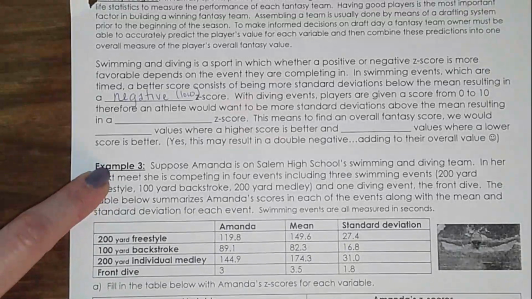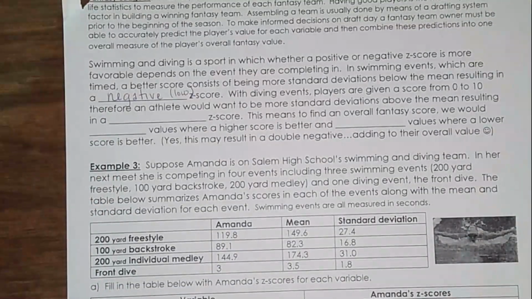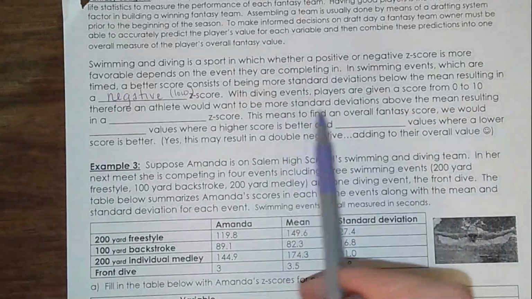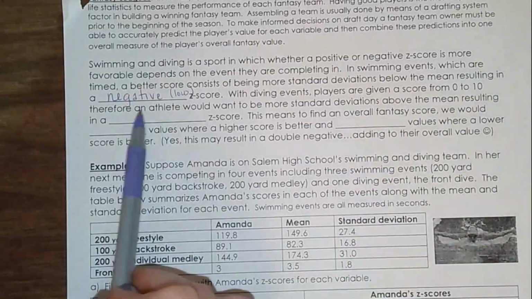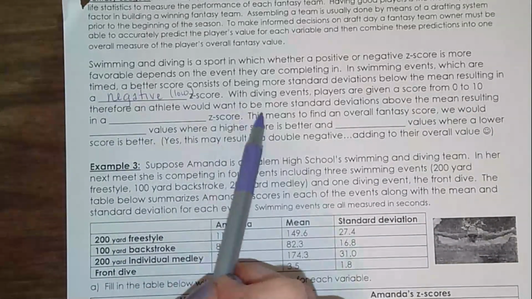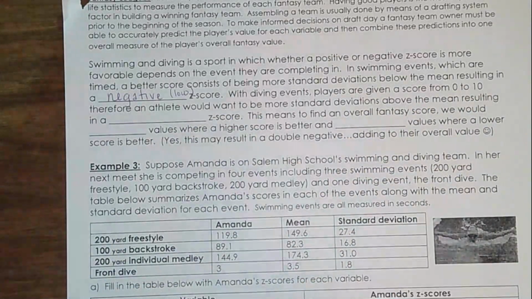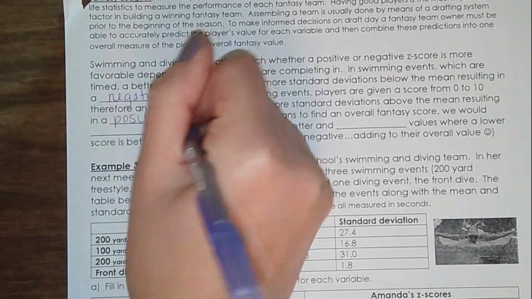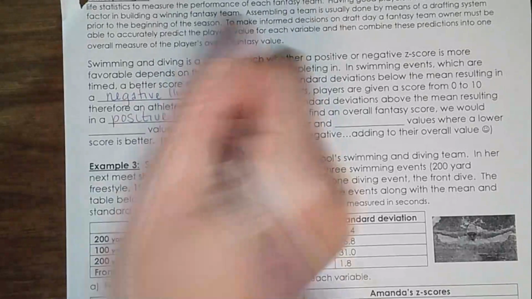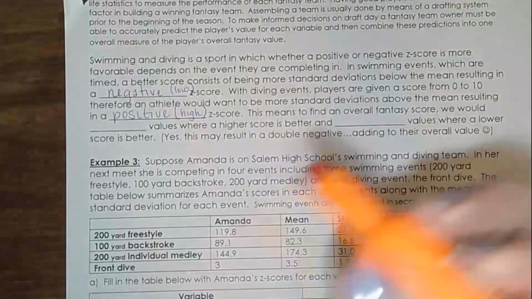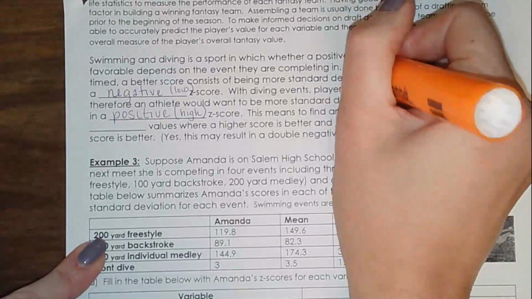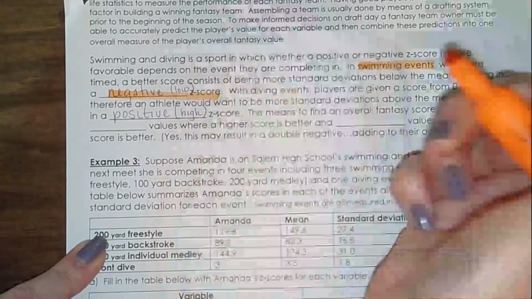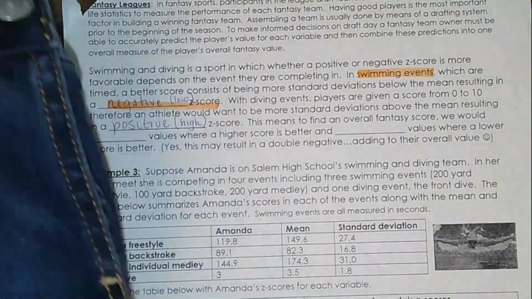With diving events, you guys, you get a score out of 10. So do you think you want to be above average in your diving scores? You do. So with diving events, players are given a score from 0 to 10. Therefore, an athlete would want to be more standard deviations above the mean, so they'd want a positive Z-score. Or in other words, a high Z-score. So for swimming, we want negative Z-scores, okay? However, for diving, we want positive.